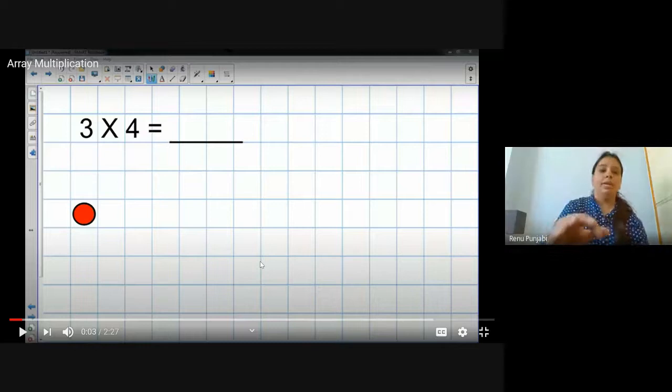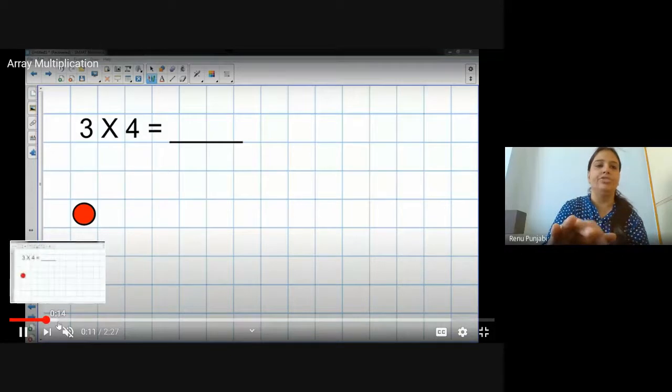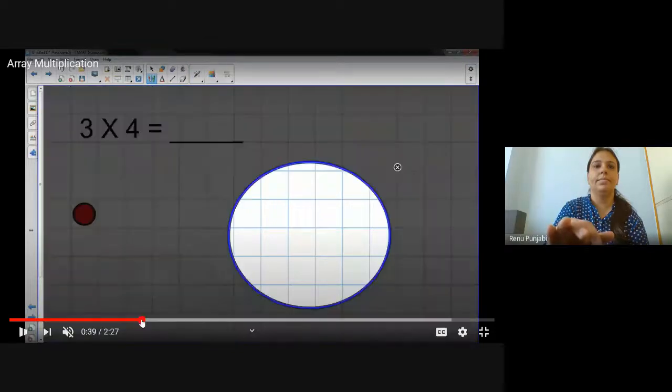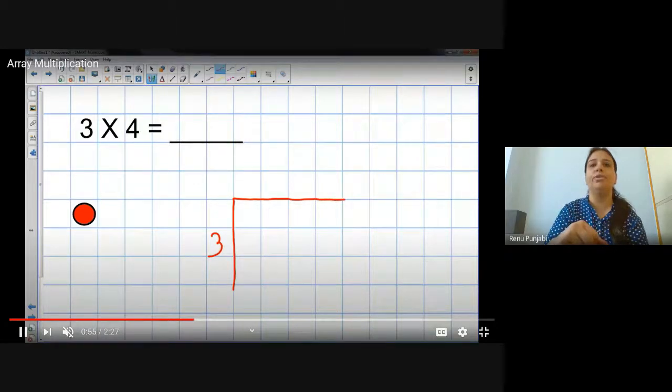Okay. This is my multiplication sum. 3 multiplied by 4. I know 3 multiplied by 4 will be 12. Now, I am going to arrange these circles into an arrangement. How I will arrange this, you have to check. See, I take 3 rows and 4 columns.